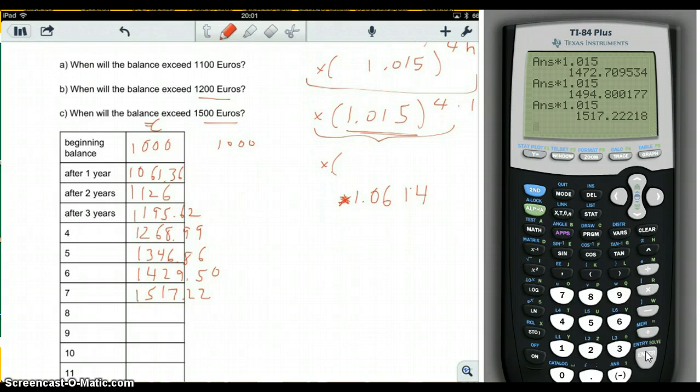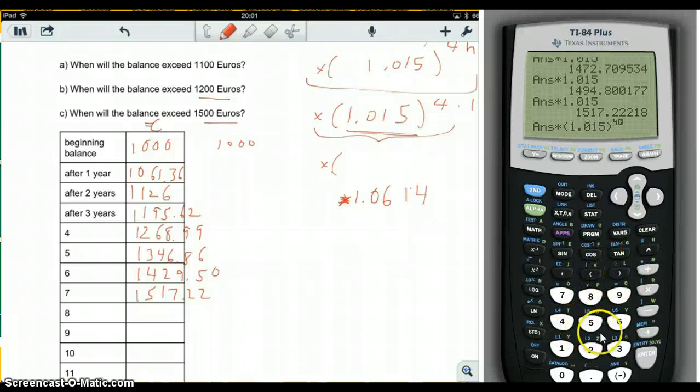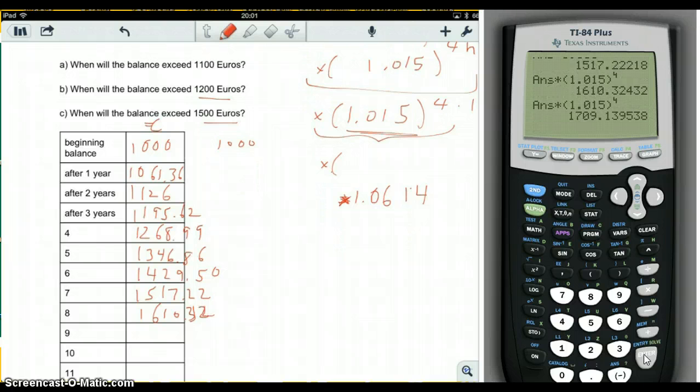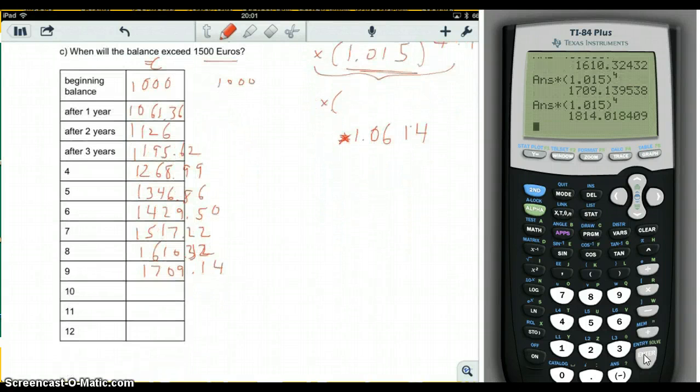The other way I could do this is I could figure out what 1.015 to the 4th is, or I could even type that out. I could write times 1.015 to the 4th, right? And then I could just multiply times that, and that would be multiplying times that 4 times. So in year 8, it's 1610.32. And then for year 9, it's 1709.14. And for year 10, it would be 1814.03. And I could also do it the other way, remember I already figured out that 1.015 times itself 4 times is 1.0.